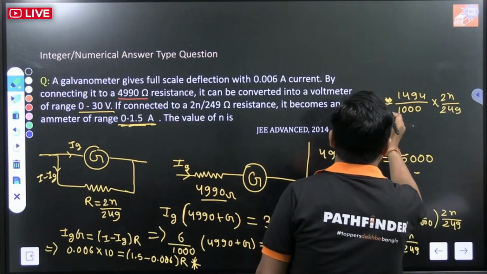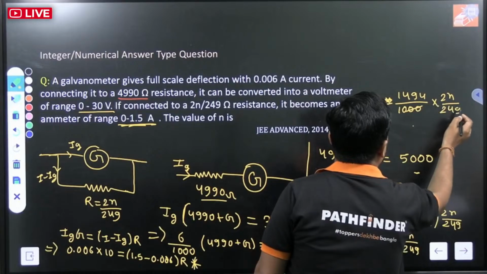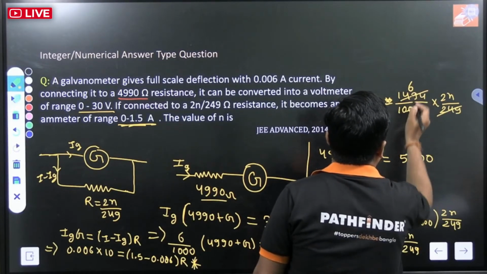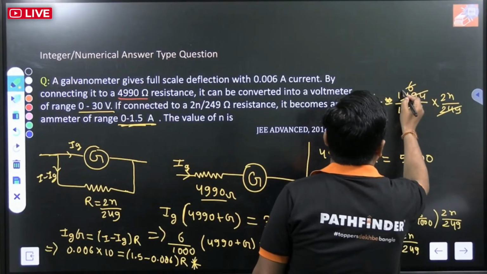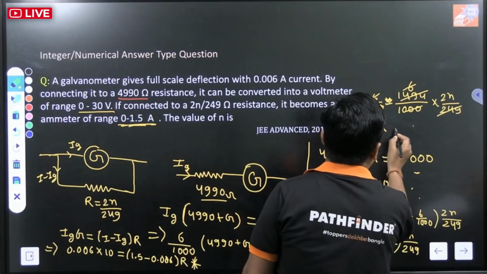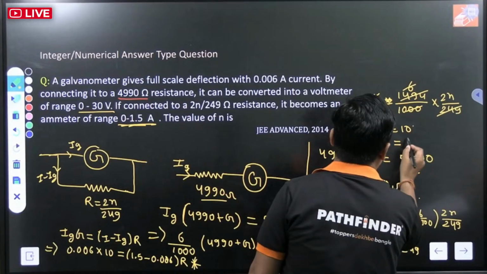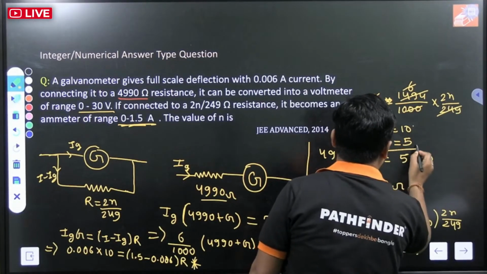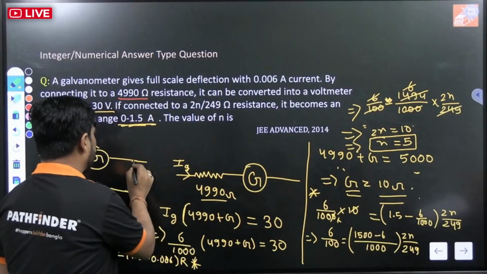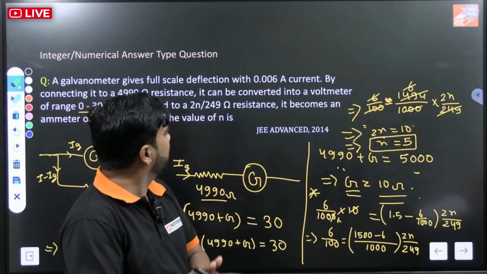249, is it divisible? These two zeros we can cancel. 249 times 6 is 1494. So this 6 and this 6 will cancel out. So from here you will get 2n equal to 10. So after solving you will get the value of n equal to 5. N is equal to 5. Only the calculation part is there. Otherwise the question is moderate, not of very high difficulty level.